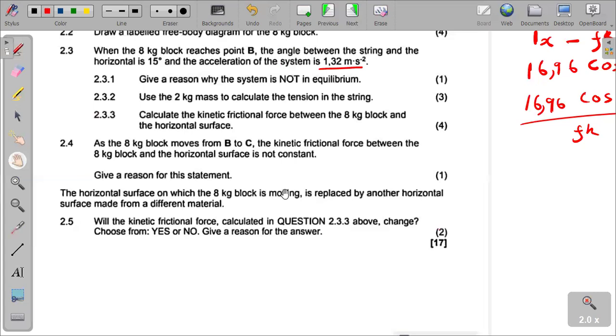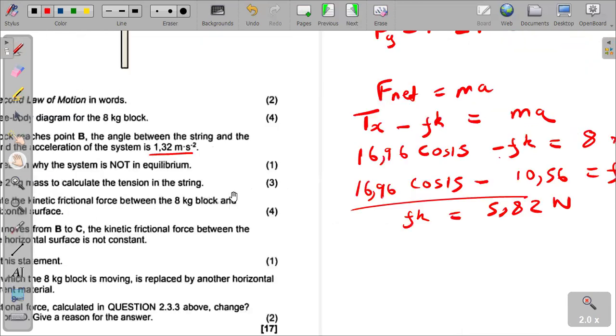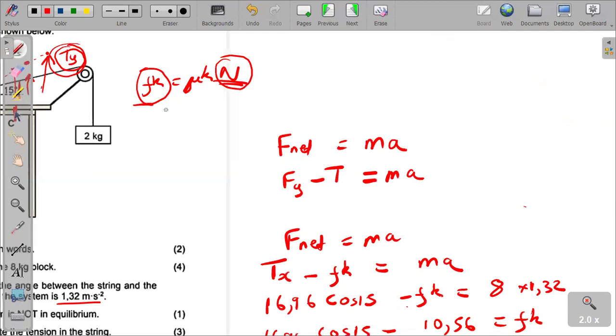The horizontal surface on which the 8 kg block is moving is replaced by another horizontal surface made from a different material. Will the kinetic frictional force change or not? Give a reason for the answer. Our answer lies on the same statement we brought out, the same equation. Fk is equal to mu k times N, where mu k, the coefficient of kinetic friction, is representing the nature of the surface or the texture of the surface, right, upon which the object is moving, right? So once the surface changes, obviously mu k will change.